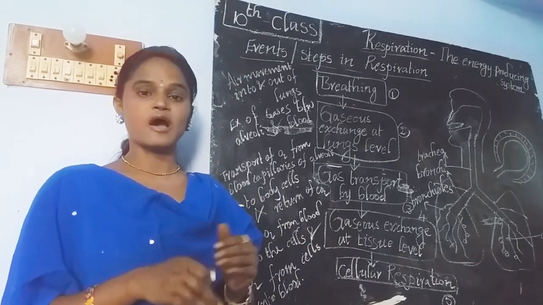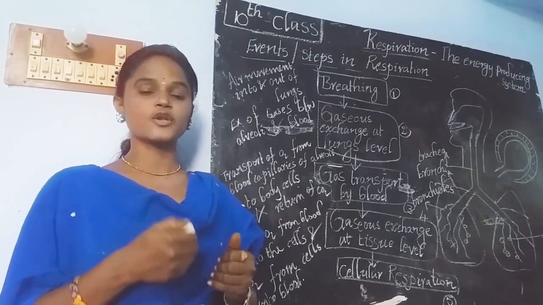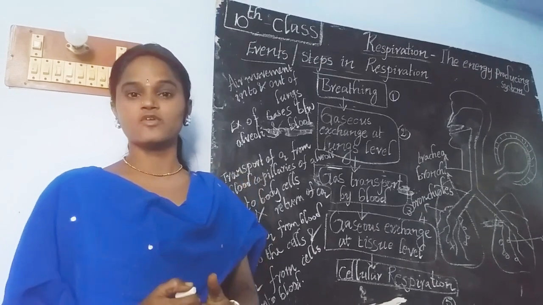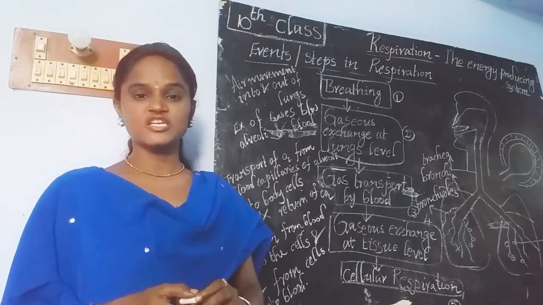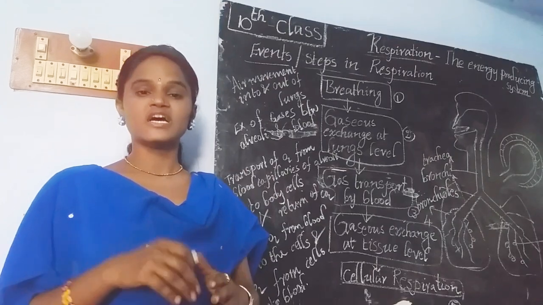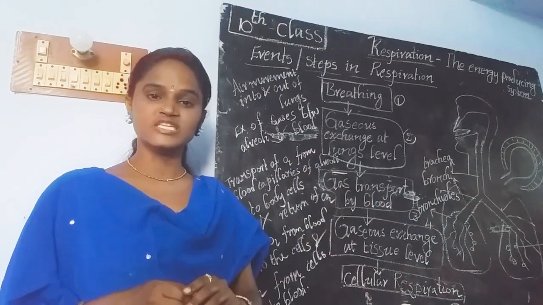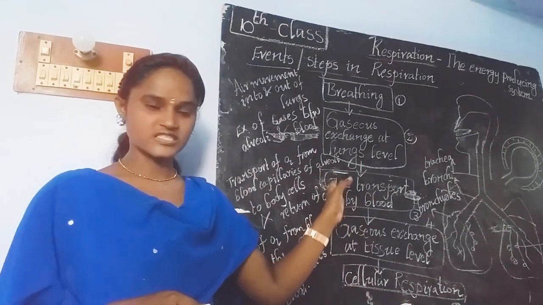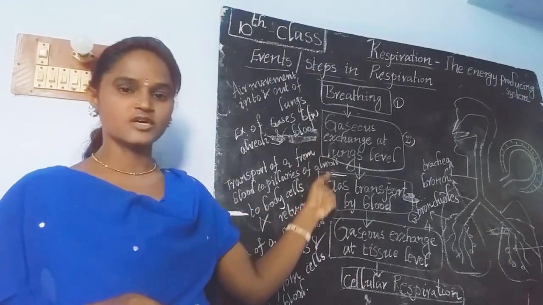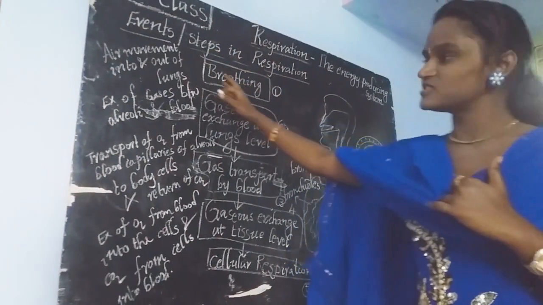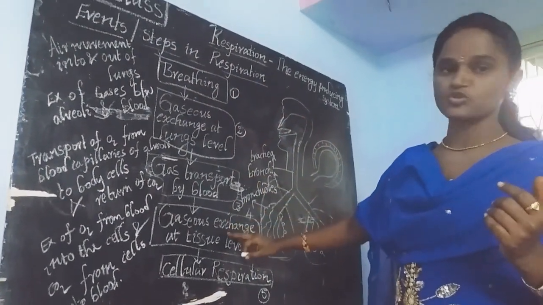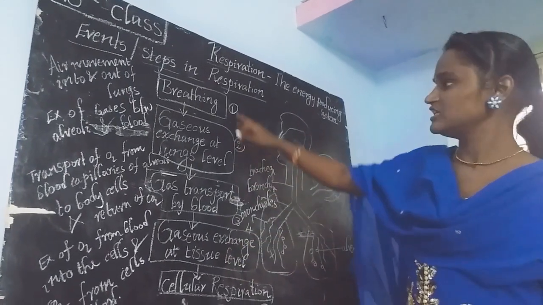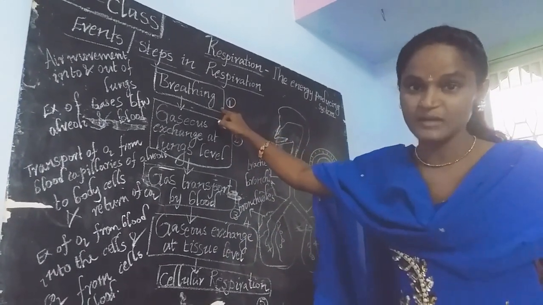In order to know about the different events that take place inside our body while respiration is going on, for our convenience, we are going to read those events under 5 headings. What are those 5 headings? Observe everyone. While we are knowing about these events, these main 5 steps are very important. See here, the first step is breathing.